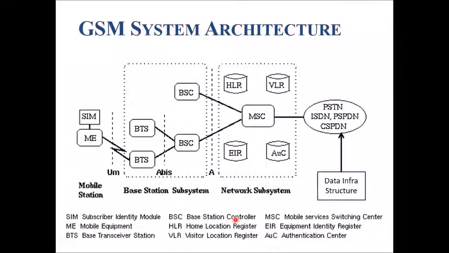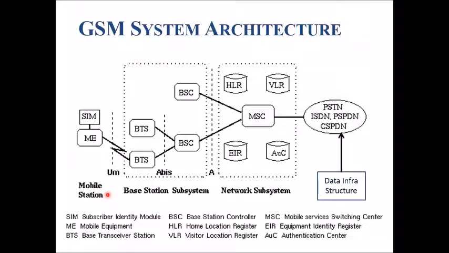Now we are coming to the important part of this video, that is GSM system architecture. The GSM architecture is mainly divided into 5 parts. The first one is mobile station. The second one is base station subsystem. The third one is network subsystem. The fourth one is data infrastructure. And the fifth one is OMC, that is here. We'll see it further. Most of the time it is neglected, but we'll see how it works and what its importance is.